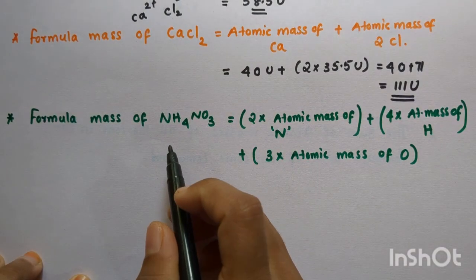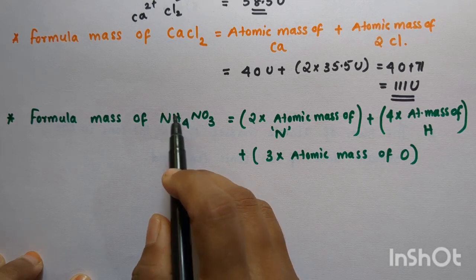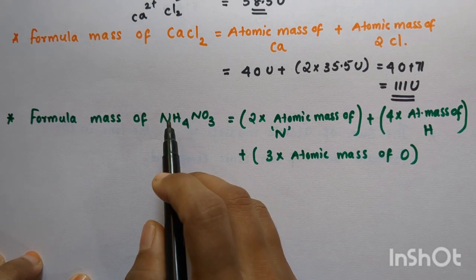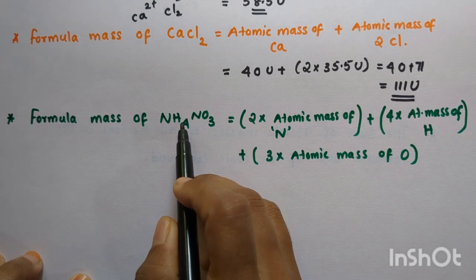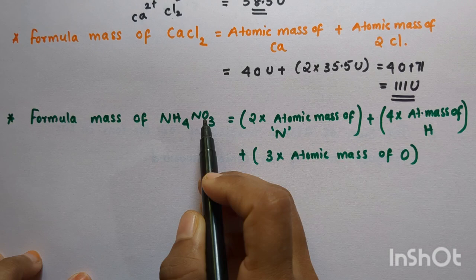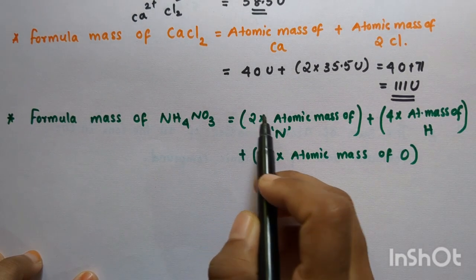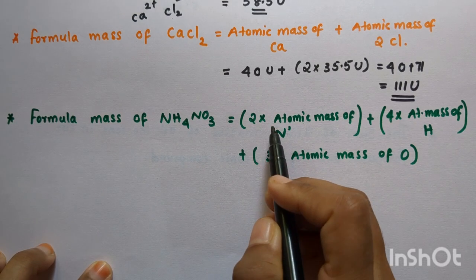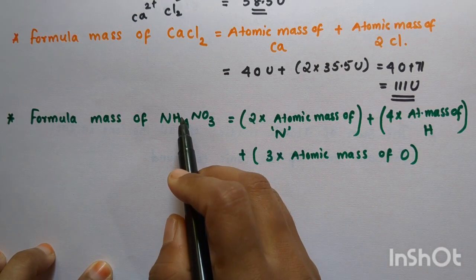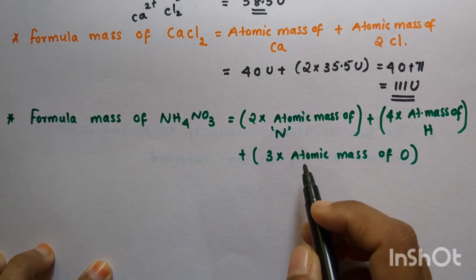Now let us see how to find out the formula mass of ammonium nitrate, that is NH4NO3. You see in the formula there are two nitrogen, one N here, one N here, so there are two nitrogen, 4 hydrogen, 3 oxygen. So the formula mass of ammonium nitrate will be equal to 2 into atomic mass of nitrogen, because there are 2 nitrogen in it, plus 4 into atomic mass of hydrogen plus 3 into atomic mass of oxygen.